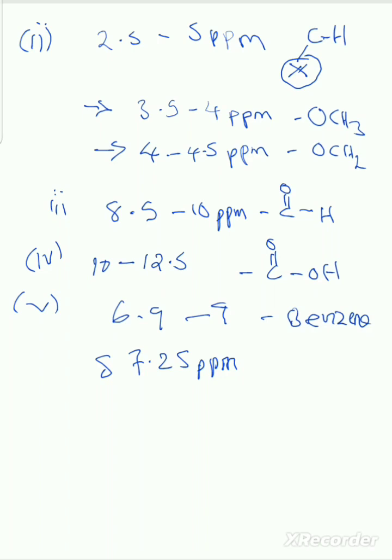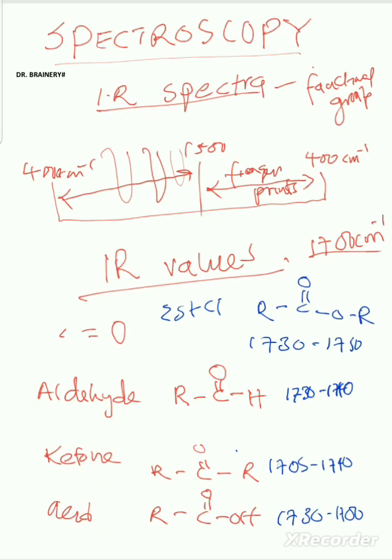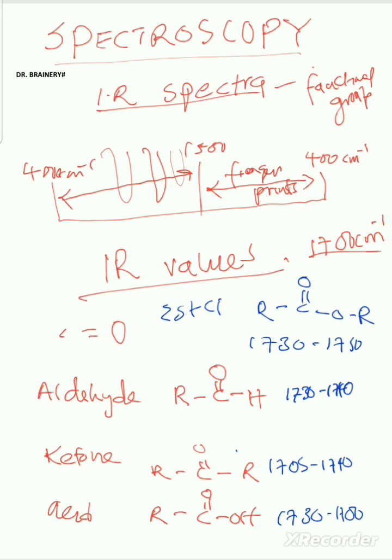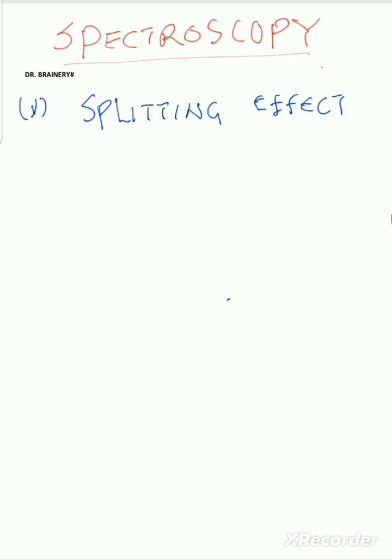Now let's look at the splitting effect, and we try to answer some questions. Remember, we have looked at IR spectra, IR values with these common ones. We've looked at the NMR, where we need to look at chemical shift, splitting effect, and integration. So now let me clear this part so that I can have space. Looking at the splitting effect under NMR, it's the same as spin-spin coupling.